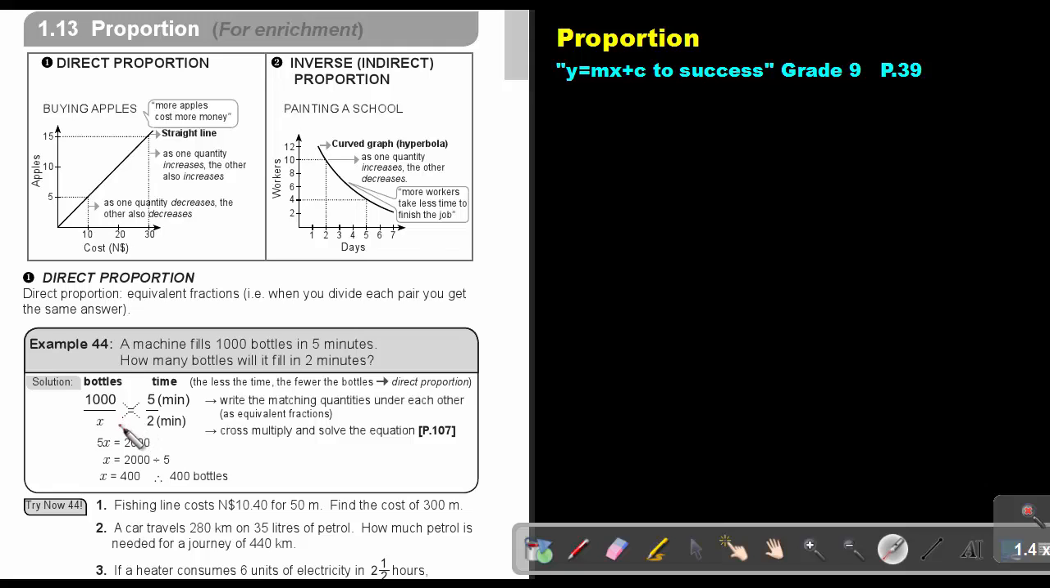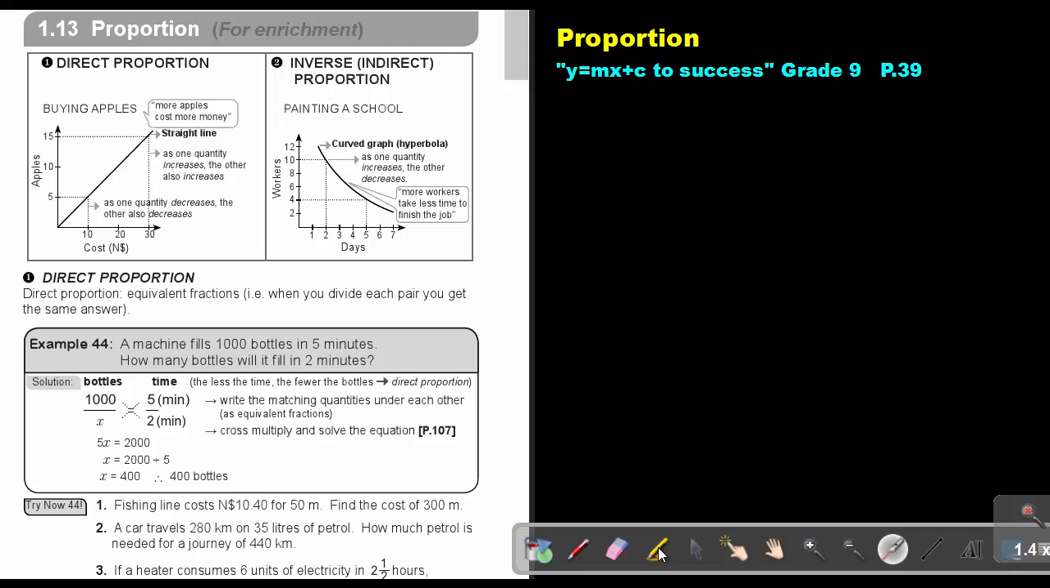But then I can do it like this. Because there's an equal sign, this is going to be an equivalent fraction. This fraction is going to be equal to this one. That's what I said there. So basically there's an equal sign and I can cross multiply. So I just say X times 5 is 5X. 1,000 times 2 is 2,000. Okay, and now I just solve the equation. I divide by 5 and I divide. Whatever I do on one side, I do on the other side. And I get that the value of X is 400 bottles.